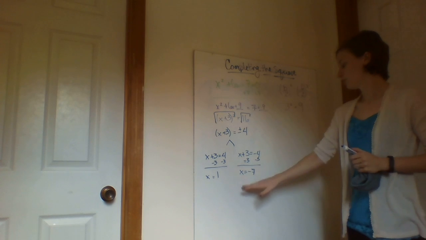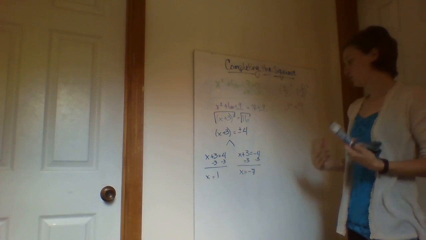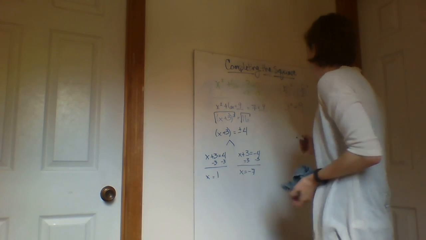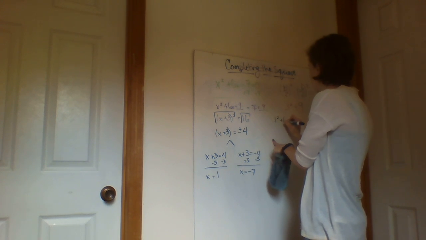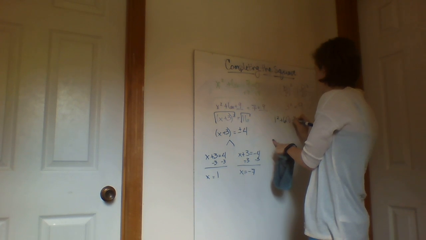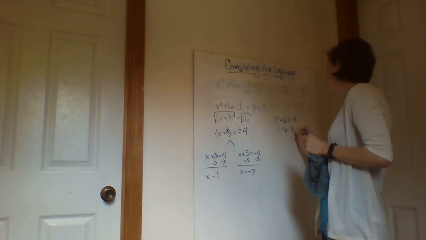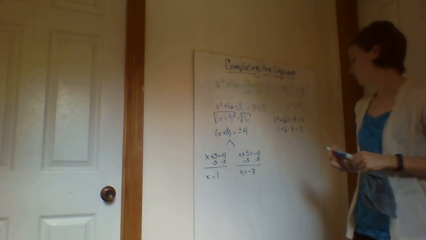So okay, we have those. Let's check to make sure we have the right numbers, that we did our work right. So we take the 1, plug it back up in here to our original equation. So this turns into 1 squared plus 6 times 1 minus 7. So this is 1 plus 6 minus 7, which is 0, which is what we're looking for.